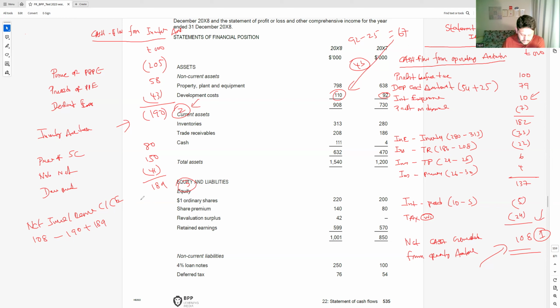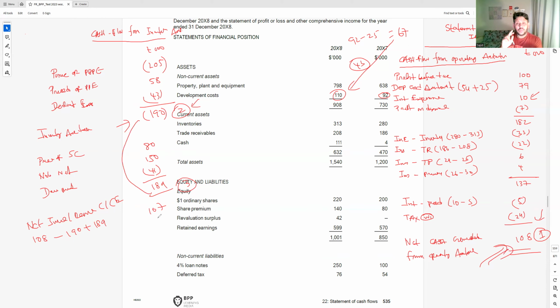So let's have a look. 108 minus 190 plus 189. And that gives me 107. 107 is basically the adjustment of these three.